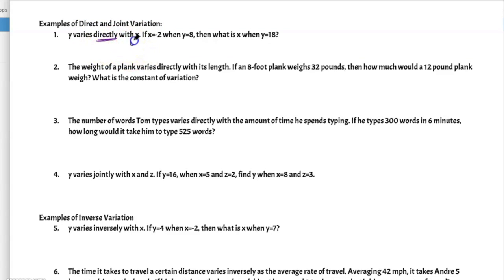So the first thing that I know is that I'm using this equation. So if x is equal to -2 when y is equal to 8, we plug in for x and y based on what we're given in the word problem, and then we would solve the equation. So I would solve by dividing both sides by -2, which means that k is equal to -4. Once we solve for k, then we go to the second part of the question, which says, what is x when y is equal to 18? So we go back to our original equation. y is equal to, but now we know that k is -4, and I'm solving for x, so we would divide both sides by -4, and so x is going to be -4.5.